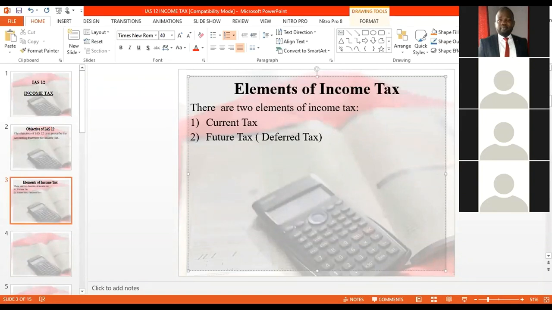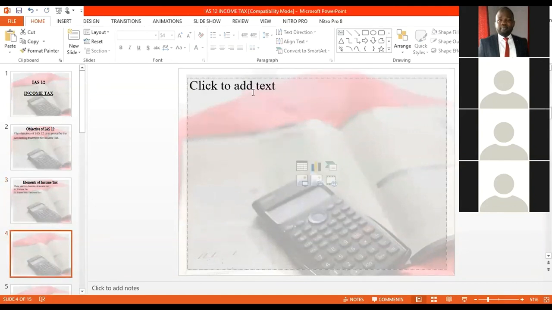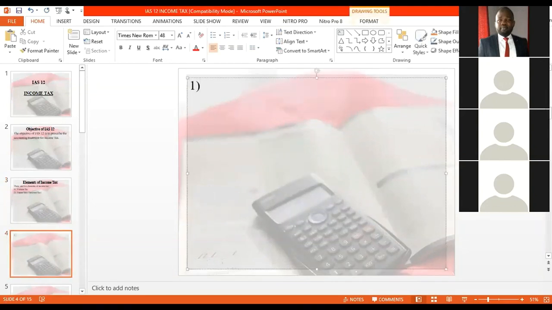So when we look at the elements, there are two. Some books say there are three elements of tax. In those books that say there are three elements, current tax is split into two. So I'll explain that. Suppose we start with number one, we have what is called current tax. When we talk of current tax in this context, it has two elements in it.